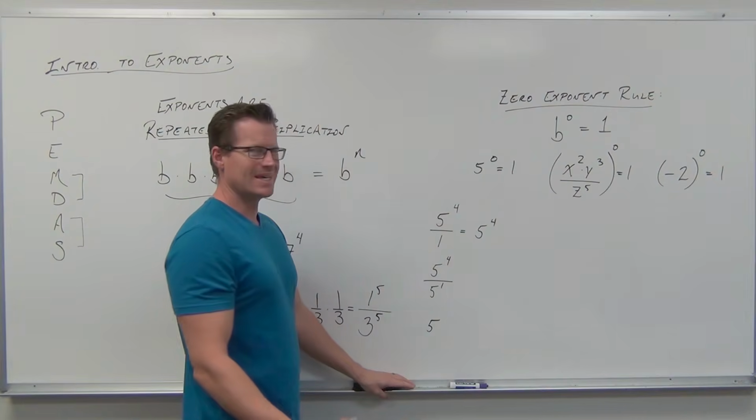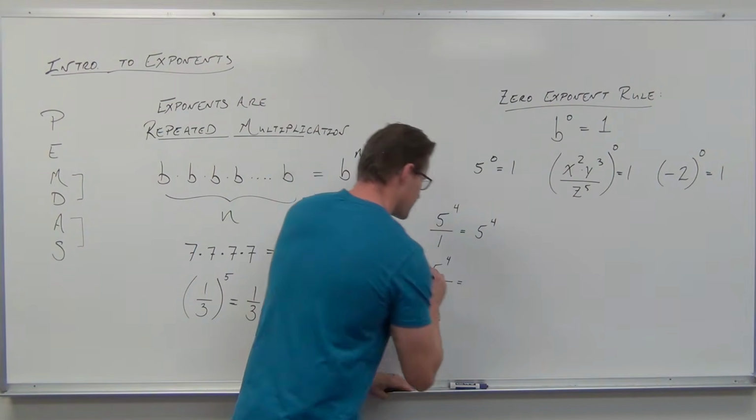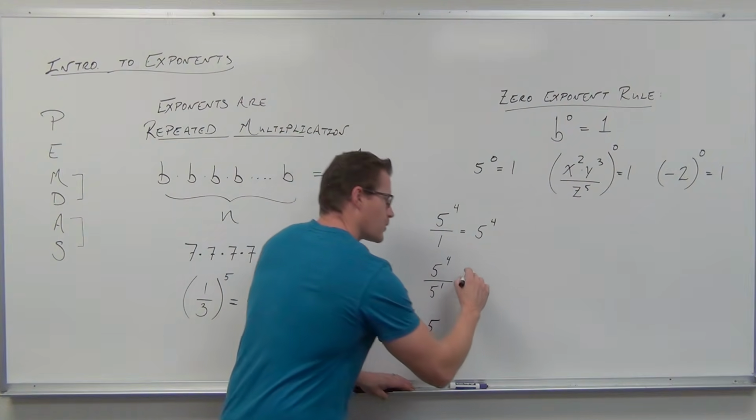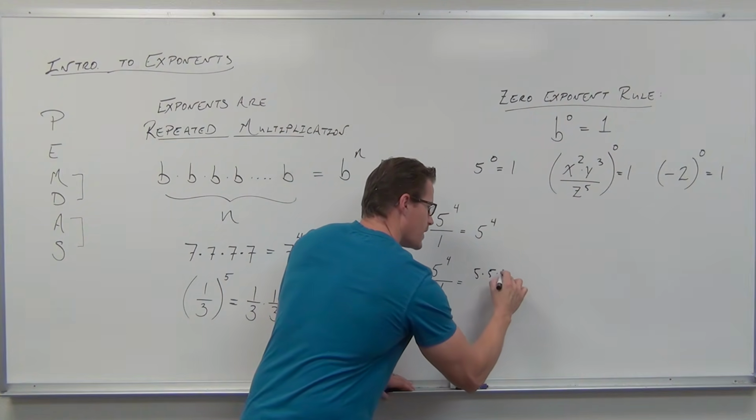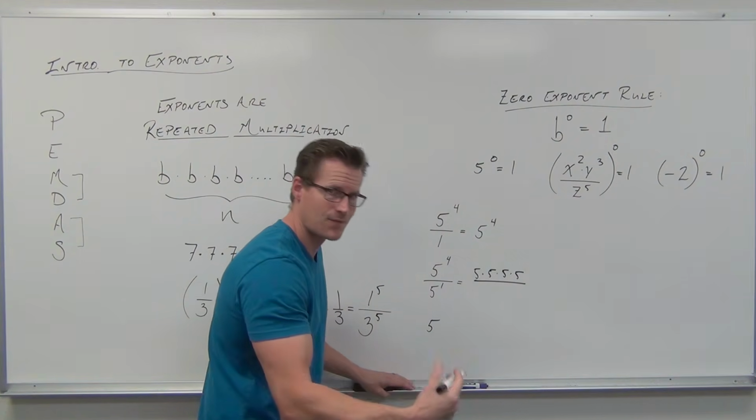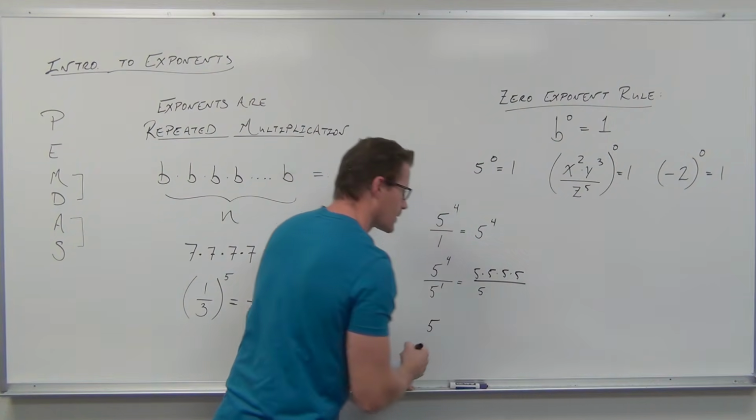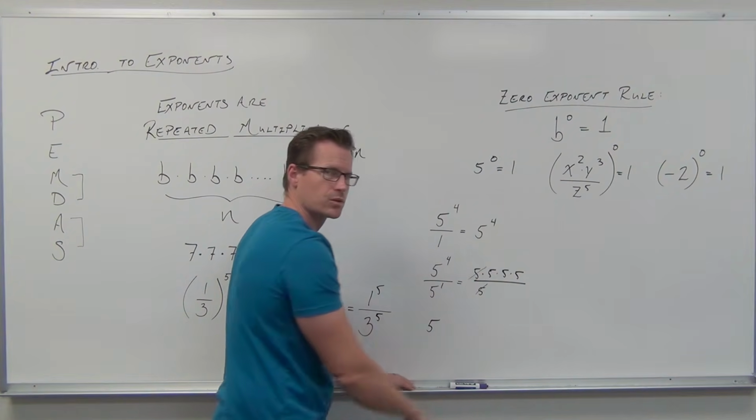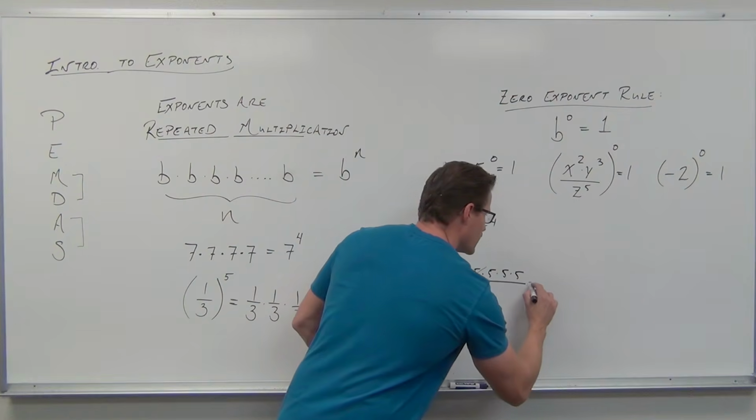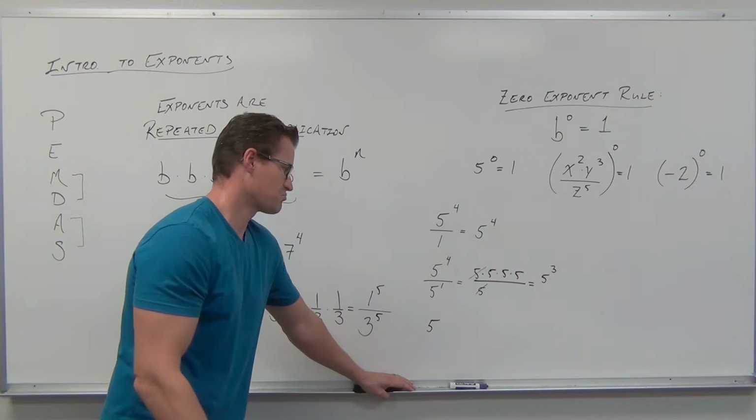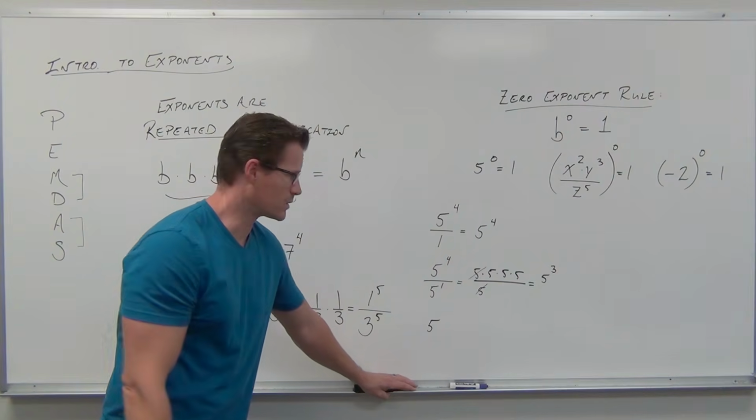Now, what would we get? Well, we do know how to simplify fractions, don't we? If 5 to the 4th means 5 times 5 times 5 times 5, and 5 to the 1st means 5, we can simplify. Since everything's being multiplied, what we get remaining is 5 to the 3rd. Looks pretty good. Does it look good to you? Hope it looks good to you.